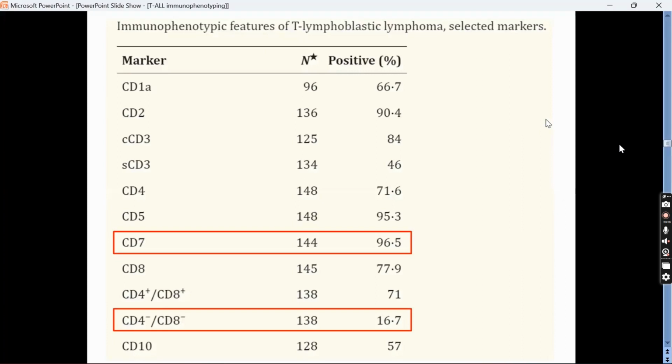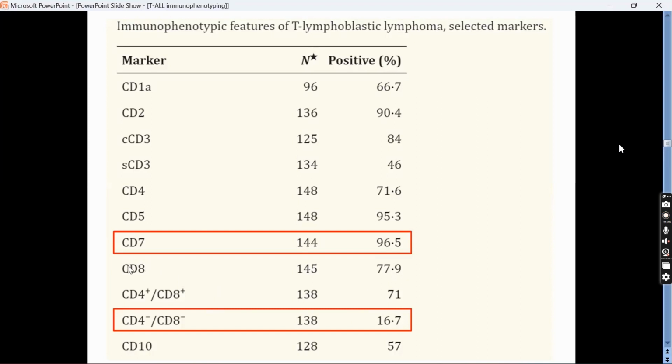Now if you see the markers and their common expression in TALL, I told you, CD7 is invariably positive in all TALLs. I don't accept it as 96.5%, but I've taken it from an article, so I've just reproduced it here. Almost, I've never seen a TALL with CD7 negativity. So CD7 is very commonly expressed. CD4 and 8 double negative is around 6.7% of cases. It is more commonly seen in early T cell ALL, and CD4 and 8 double positivity is seen more commonly in cortical type ALL, which I'll be discussing now.